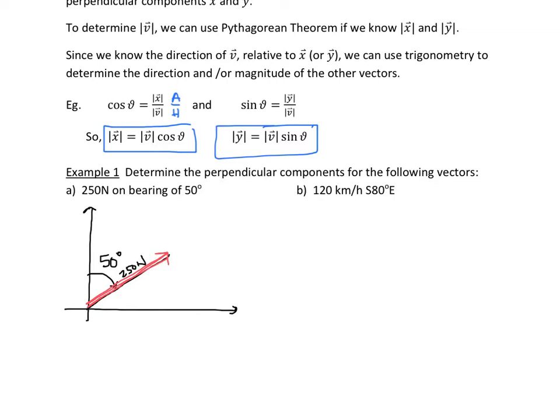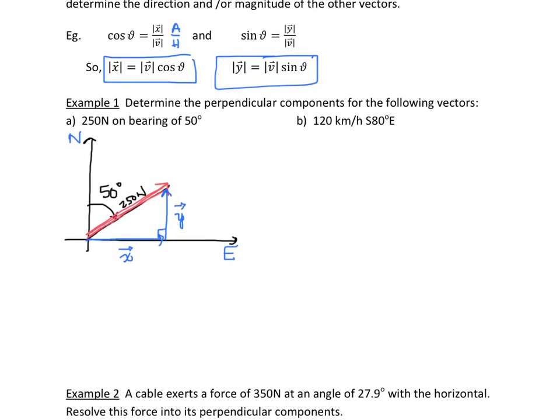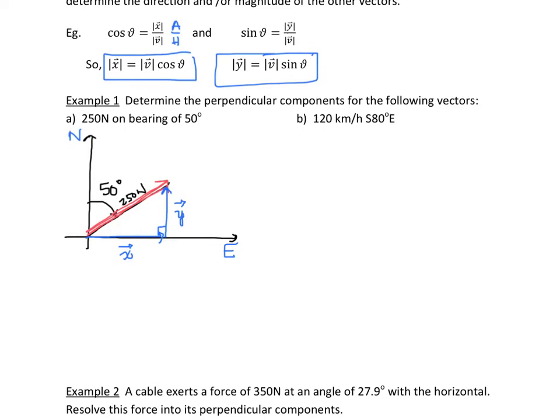Now, draw in the vertical and horizontal components of your vector. Normally we do that by creating a triangle with the x-axis, even though this is north and east, but you could think of that as the x-axis. Then we are asked to find the perpendicular components. So using the formulas above, we know that we can find the magnitude of our horizontal component.